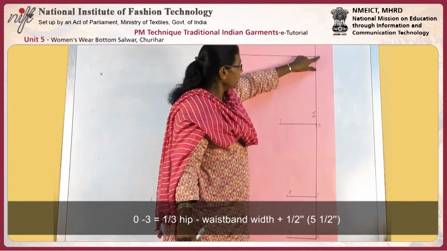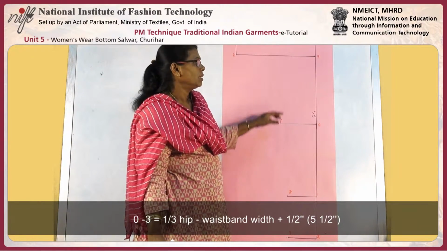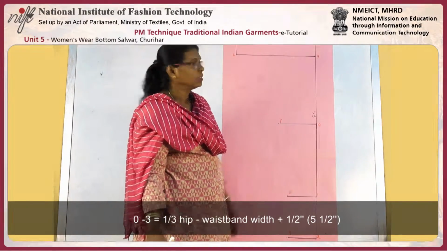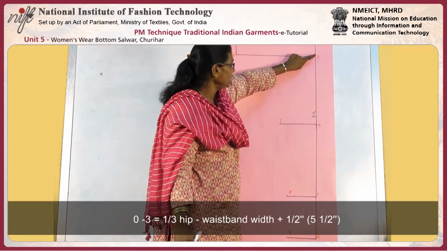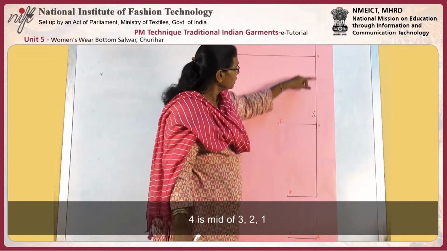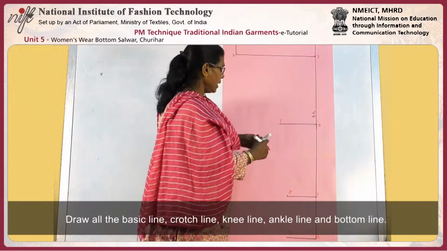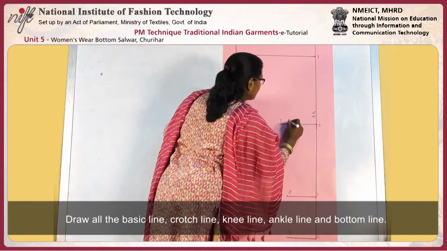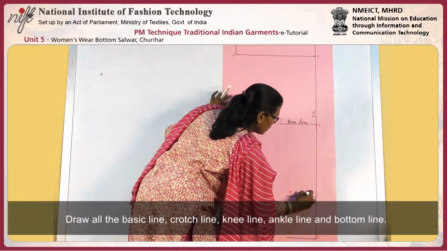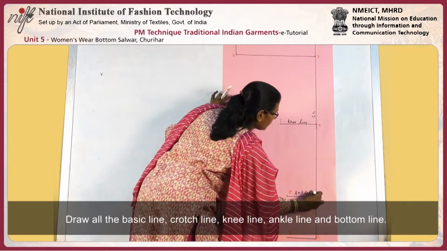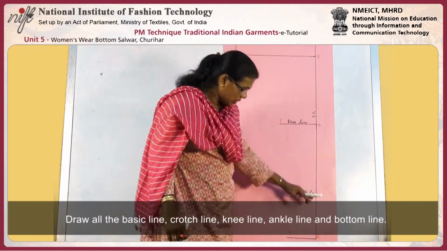And 0,3 is hip by 3 minus waistband width. So 12 minus 7 can be 5 plus half an inch, 5 and a half an inch, and 4 is mid of 3 to 1. The knee line, this line is called as knee line, and this ankle line. Knee line is mid of crotch to ankle, and draw all the basic lines.